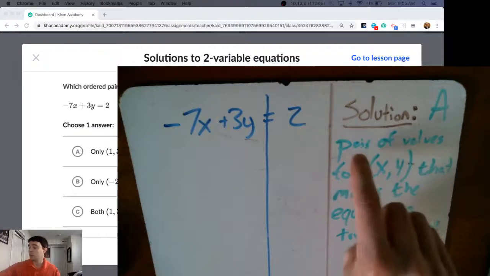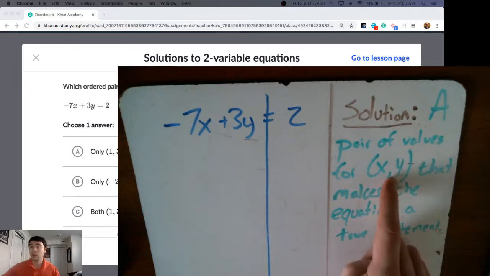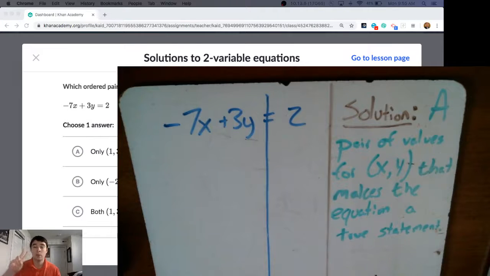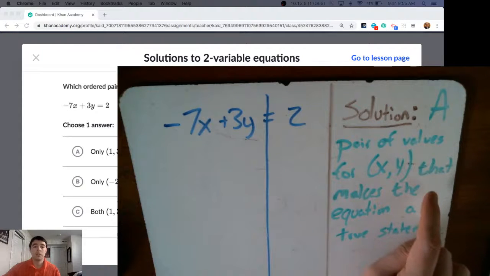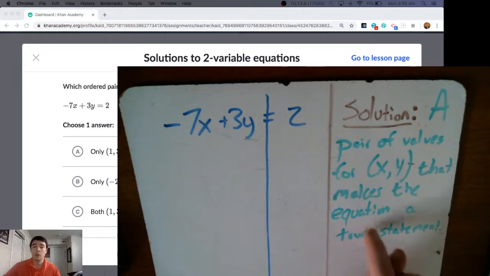Now a solution is going to be a pair of values for x and y, so our solution is going to have two numbers to it, one value for x, one value for y. And when you plug those x and y numbers into the equation, that needs to make the equation a true statement in order to be a solution.